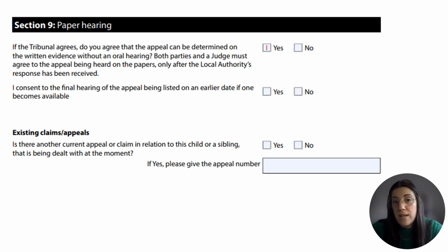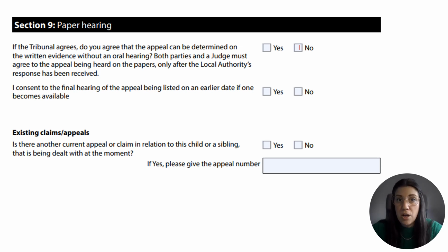Many parents feel that they would like to be at the hearing so that they can make sure that their views are heard and make sure that all of the points they wish to be covered are covered. So if you would like an oral hearing rather than a paper hearing, you tick no in this box here. Then the next question is that you consent to the final hearing being issued earlier.